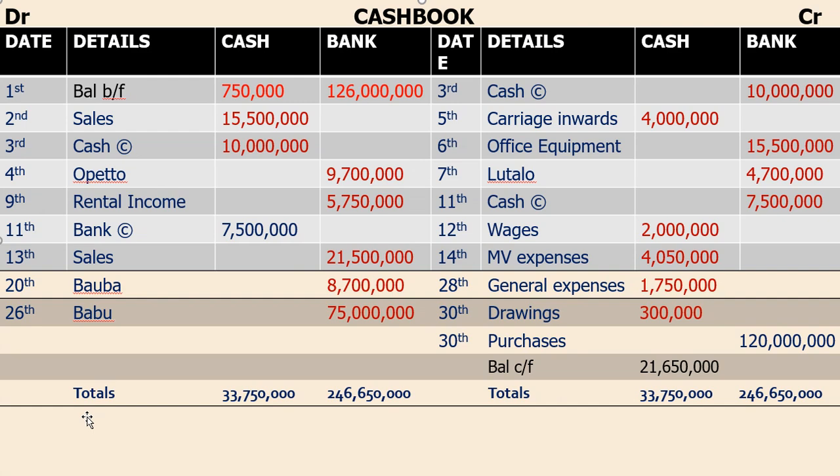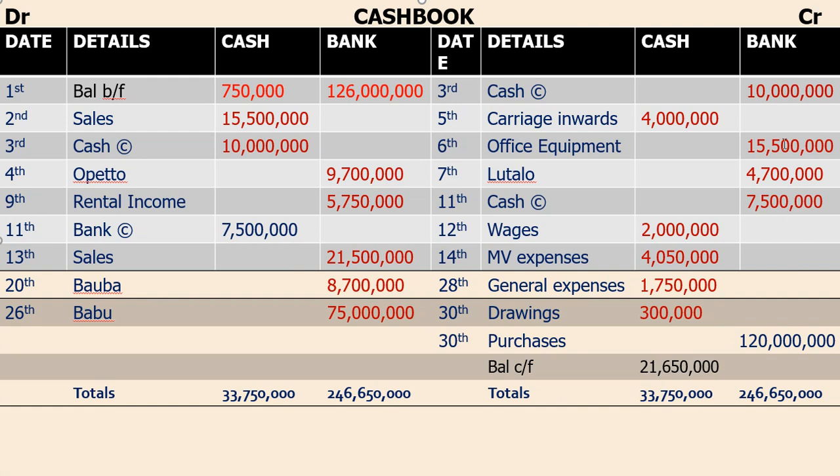So that one now comes here as balance carried down. It comes to the debit side. Because this month is December, when we are starting in the month of January, the balance brought forward would be 21,650,000. So likewise, we can balance off the bank column.